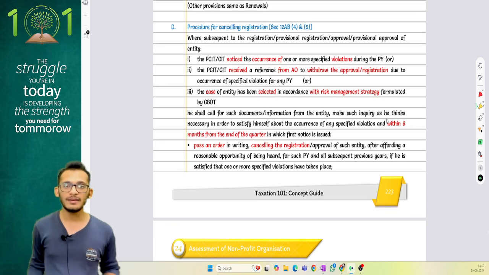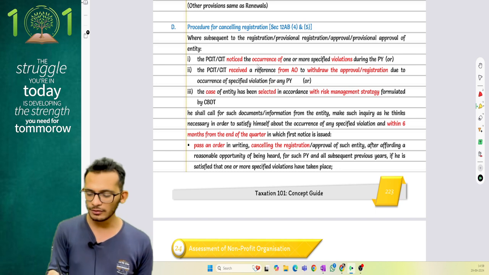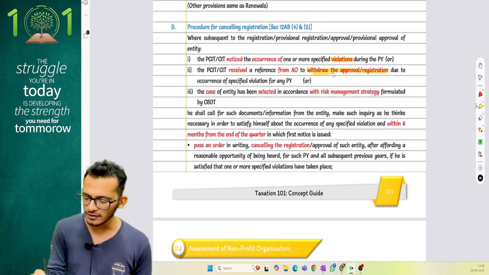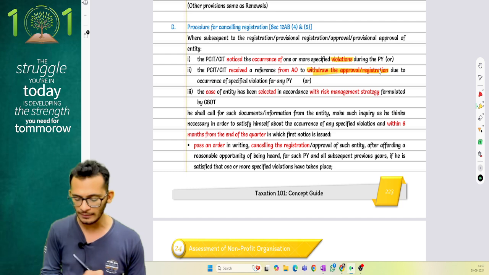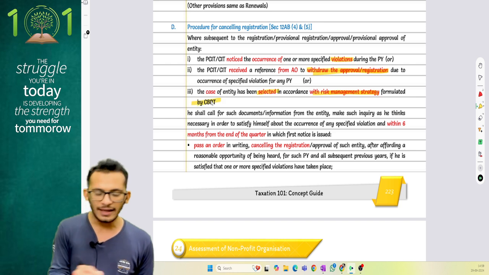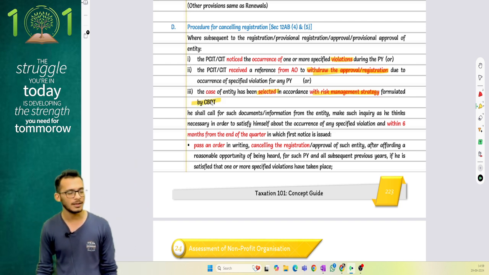If you're saying that, Rahul, I already have a registration, and later on the PCIT notices that any of the violations has taken place in the year, or the PCIT receives a reference to withdraw the application because the officer feels that the person is not genuine, or the case has been selected for scrutiny under the risk management strategy, and under the case it has been proved that the person is not doing genuine activities or the person is not complying with any laws.